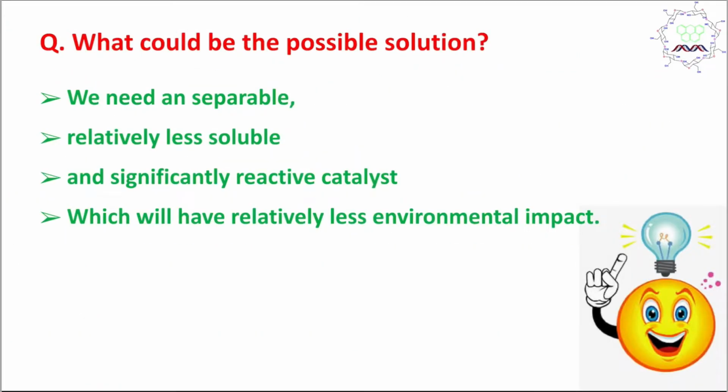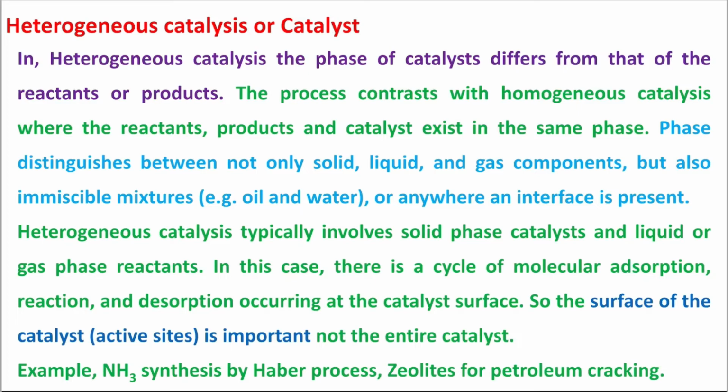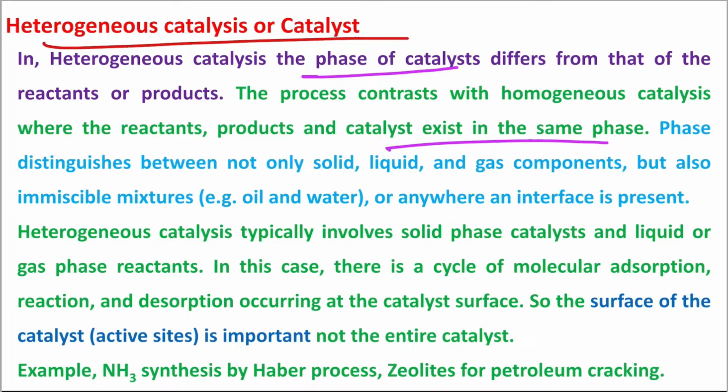So what do we want actually? We need a catalyst to be separated easily, relatively less soluble in the organic reaction medium, significant reactivity and selectivity should also be there, and which will have lesser environmental impact. And these criteria are fulfilled by heterogeneous catalysts. In this case, what is the difference? They are actually in a different phase compared to reactant and product, like in homogeneous catalysis, they are in the same phase. So this is the biggest difference, student. First of all, phase difference.